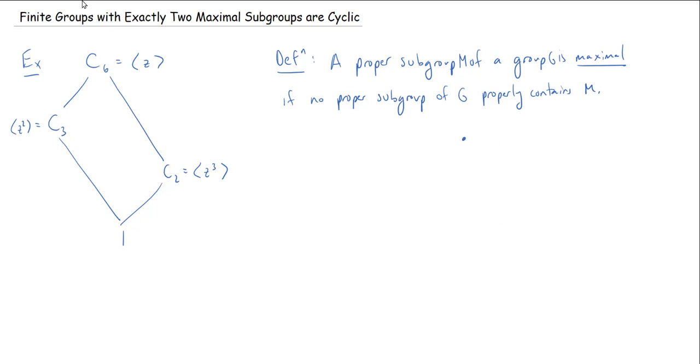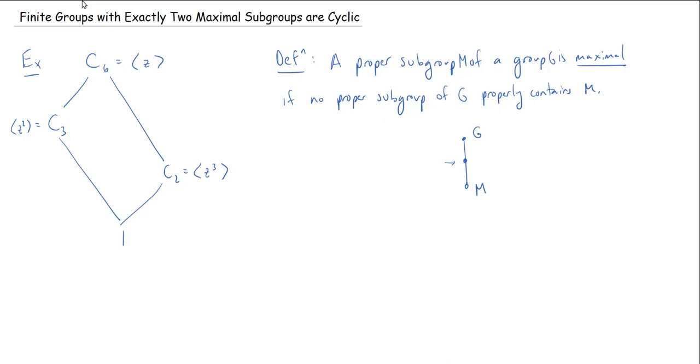So pictorially, we have a group G, and maybe we have some subgroup M, and we're going to say that M is maximal if there's no way to put a subgroup in between. I would need a proper subgroup, meaning smaller than G, that properly contains M. So M is strictly smaller than that group. If this is not possible, then M is maximal. You can see in our example, C3 and C2 are maximal because first they're proper, and there are no proper subgroups in between them and the entire group. And in this example, we have exactly two maximal subgroups.